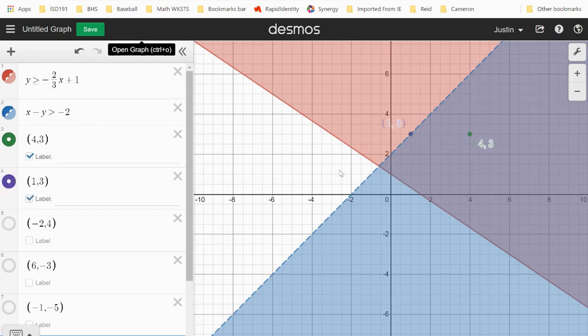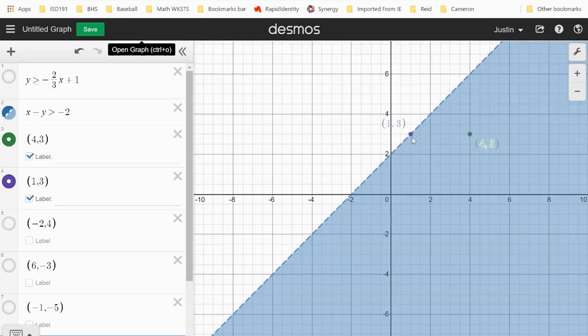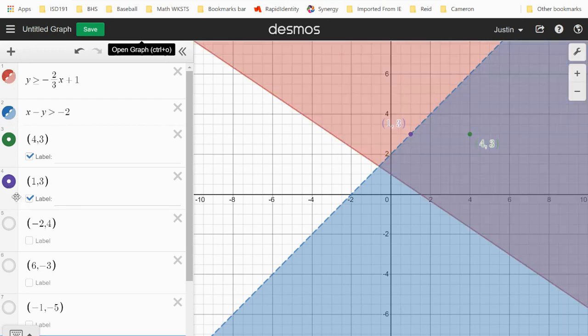The next ordered pair is (1, 3), plotted in purple. So if we look one at a time, we can see that that ordered pair is a solution to the red inequality. And it is not a solution to the blue inequality because it's on the boundary line and the boundary line is dashed. So (1, 3) is not a solution. Let's look at the next one, (-2, 4). And in this case, it's our black dot. We can see that it's a solution to the red inequality, but it is not a solution to the blue inequality. So that is not a solution to the whole system.